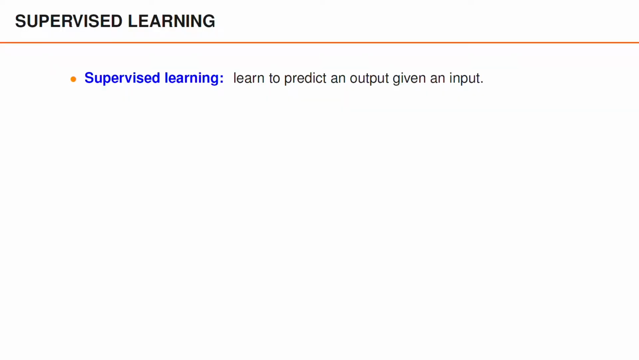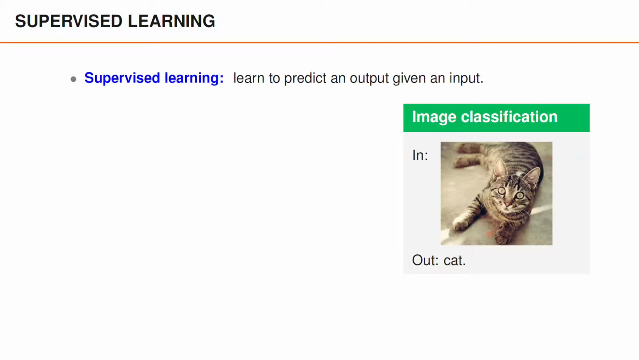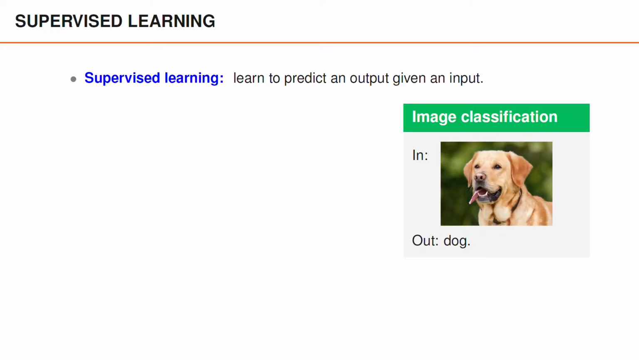Supervised learning is a family of machine learning problems where we seek to predict an output from an input. A classic example of this is image classification, where the input could be an image of, say, a cat, and the output is the class label, cat. Another input might be an image of a dog, for which we want to produce the class label dog.